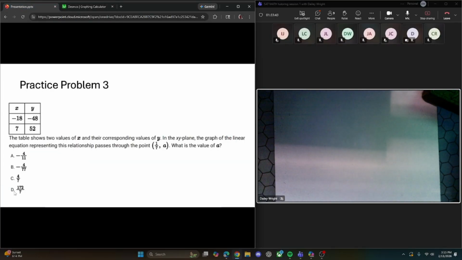So a is equal to 172/7, which is D. This is also kind of a bit of a harder question, so if anybody just doesn't get this, just let me know and I will go over it again wherever you guys are confused.